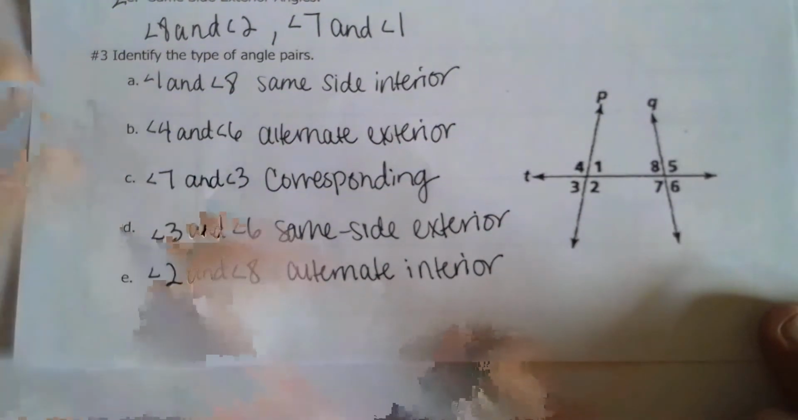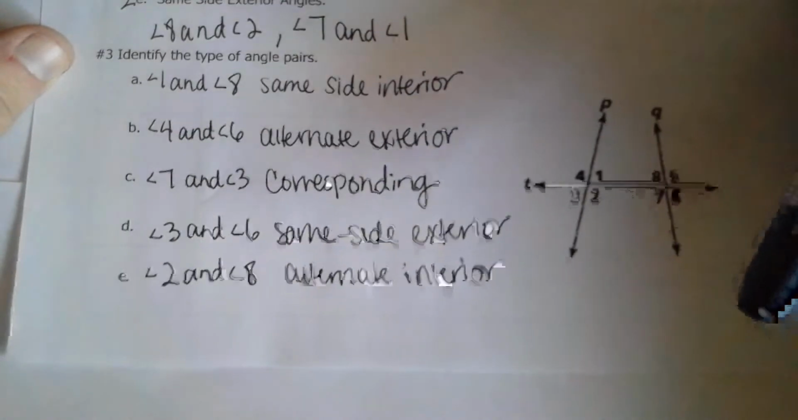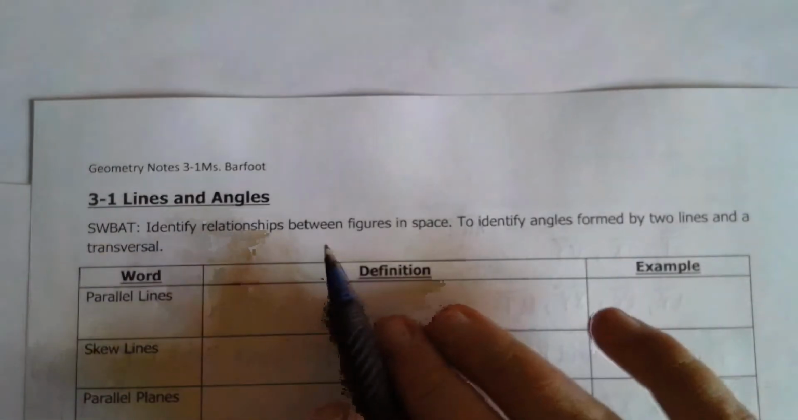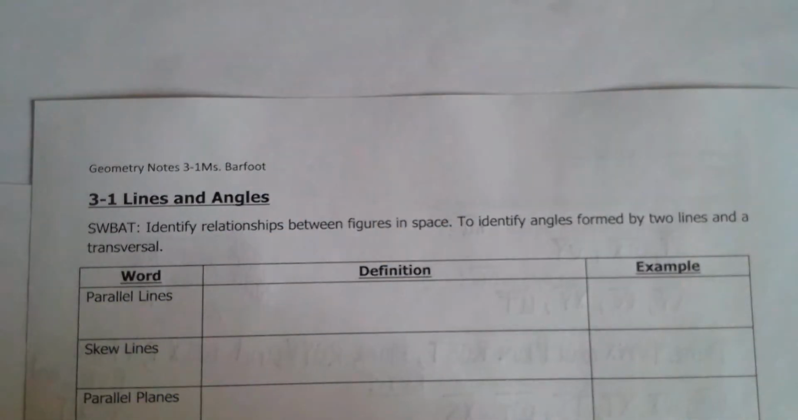All right. Please go back and rewind this video at any time if you need to check answers or look at what you've done. Again, today, the goal was to be able to identify relationships between figures in space and to identify angles formed by two lines and a transversal.